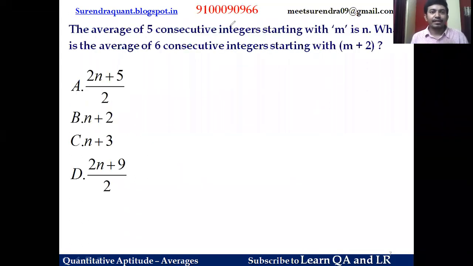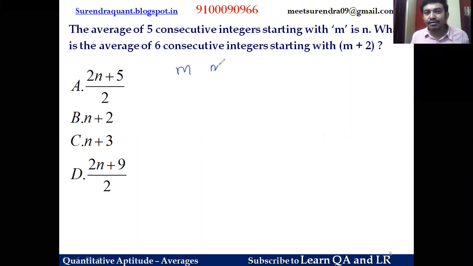Okay. The average of 5 consecutive integers starting with m is n. So you have 5 consecutive integers which begins with m, right? So m plus 1, m plus 2, m plus 3, and m plus 4. And these consecutive integers, the average is the middle term m plus 2, and that is given as n.